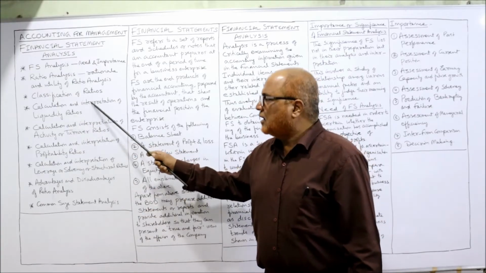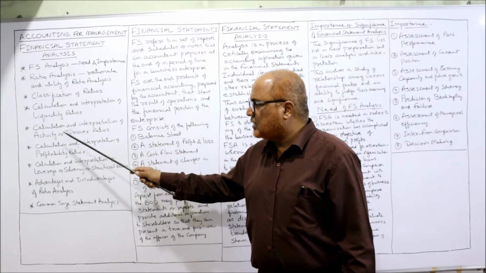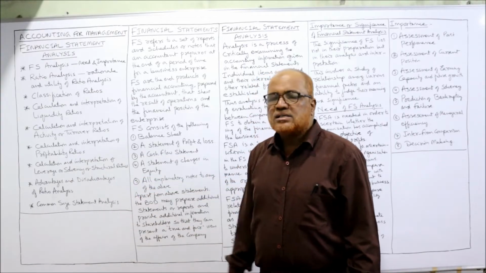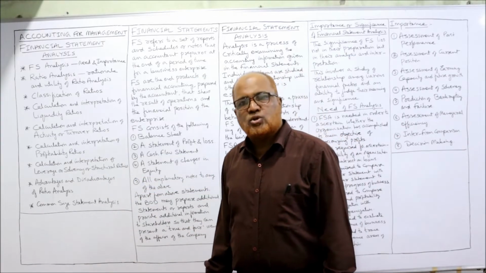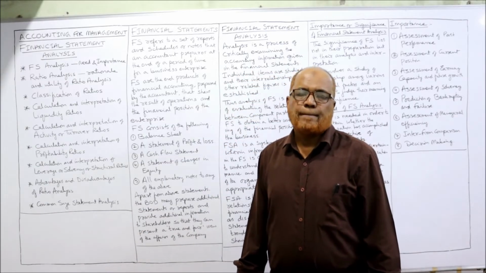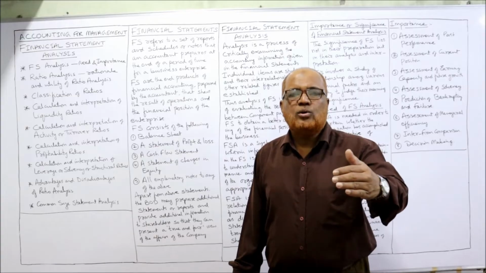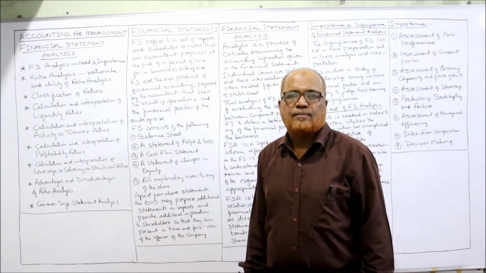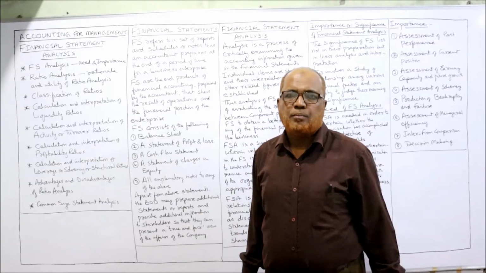So calculation and interpretation of liquidity ratio, activity ratio, profitability ratio, and leverage or solvency ratio. Lastly, advantages and disadvantages of ratio analysis and common size statement analysis. The first 2-3 videos I am going to explain you the concept of all these things. Then only we'll go for problems.